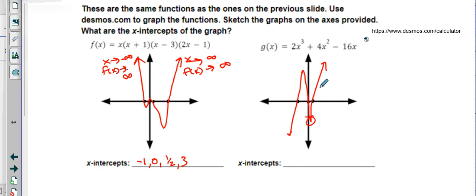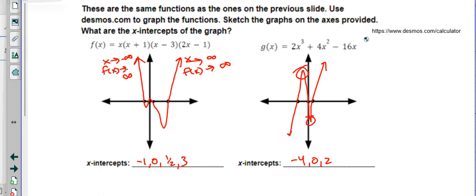So you've got your two extrema, and you've got your 3 x-intercepts. And so our x-intercepts were -4, 0, and 2. Okay, so it's looking pretty sharp here. That's how this works. And so let's finish this off for our concept development here.